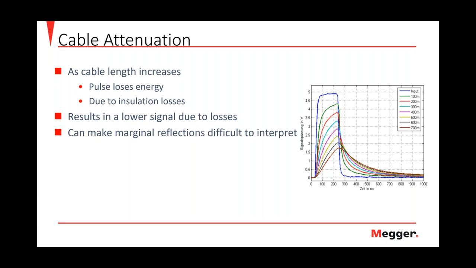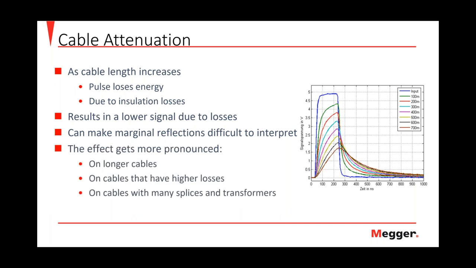What that does is it tends to make those reflections smaller and shorter, and it can be difficult to interpret them. And the longer the cables are, the more splices or transformers there are, the more impedance changes and discontinuities there are, the higher those losses are going to be, and the more pronounced that effect is going to get.